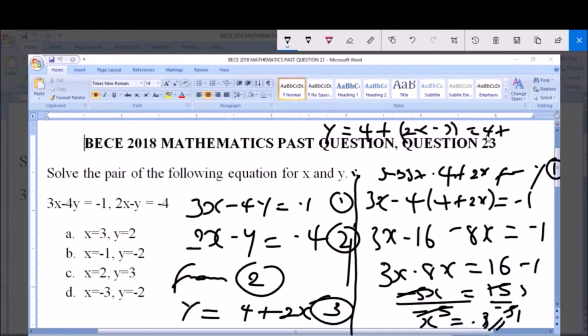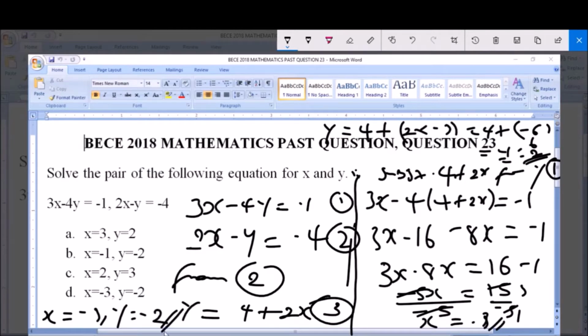4 plus, now 2 times minus 3 will give us what? Minus 6. 4 plus minus 6, and you know plus times minus will give us minus, so we are having 4 minus 6, and this is equal to what? Minus 2. So y is equal to minus 2. Now our solution is that x is equal to minus 3, and y is equal to minus 2.